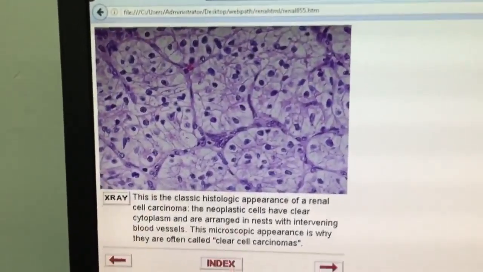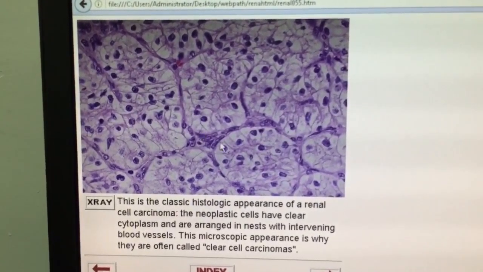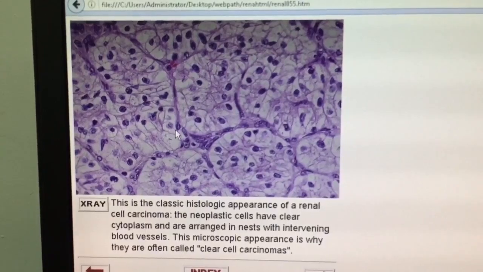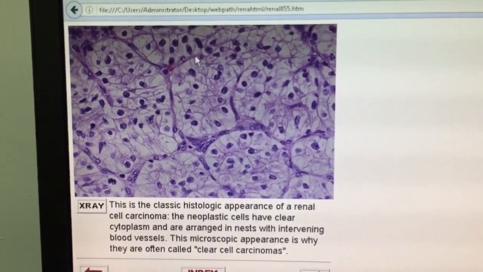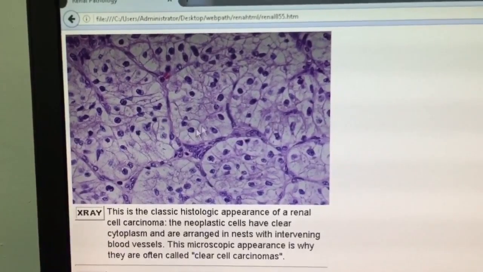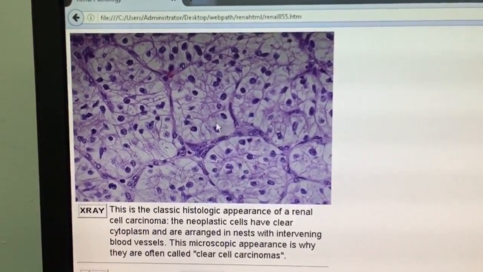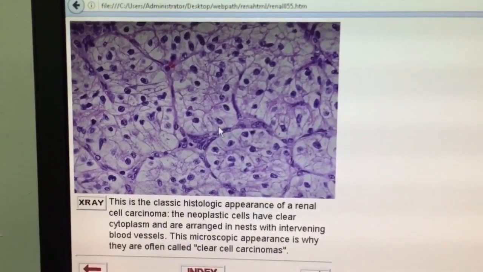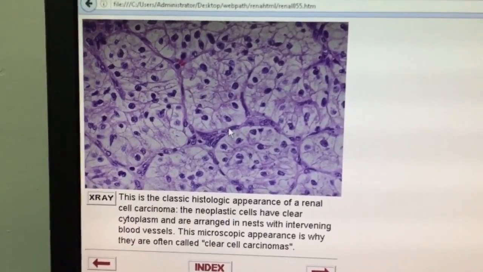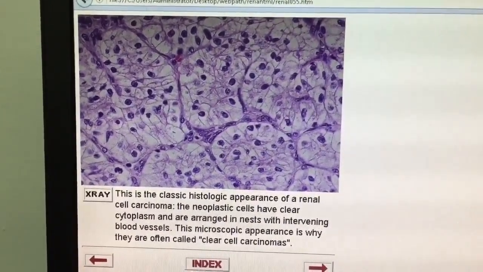Microscopic examination shows that the malignant cells grow in a nested or nodular pattern with delicate fibrovascular stroma in between. The malignant cells are large with abundant clear cytoplasm and well-defined cell borders. Nuclei are usually rounded or oval and centrally located, and nucleoli may be seen in high-grade tumors.